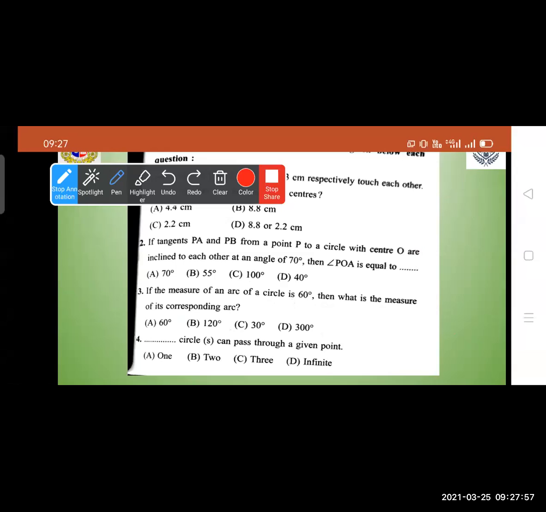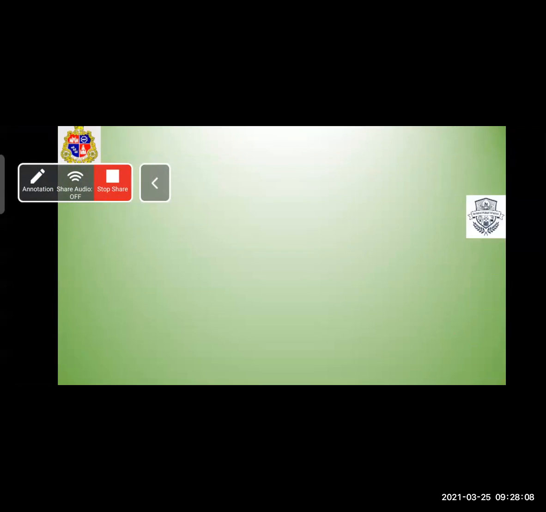Dash circle can pass through a given point. Yes, dash circle can pass. कितने सर्कल गिवन पॉइंट से पास हो सकते हैं? इनफाइनाइट सर्कल कैन पास फ्रॉम द गिवन पॉइंट.